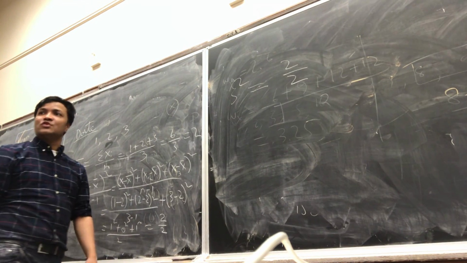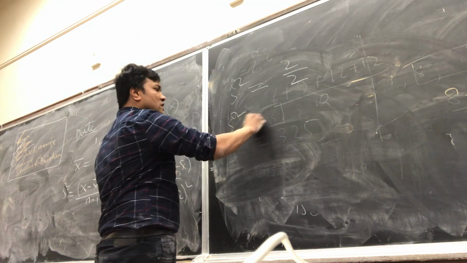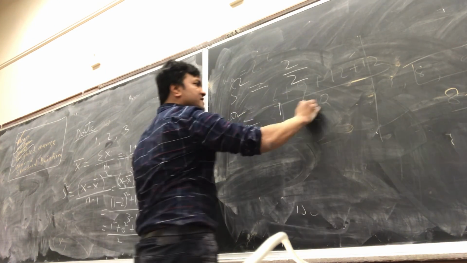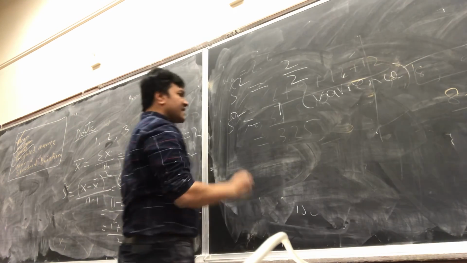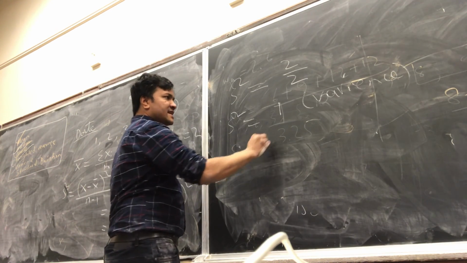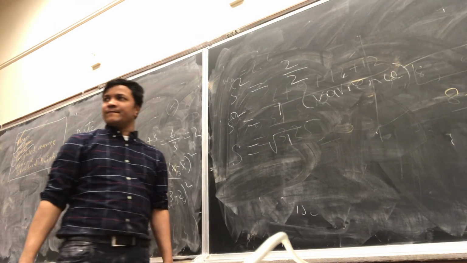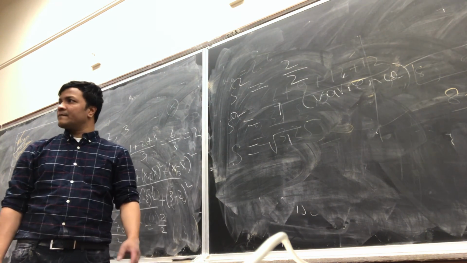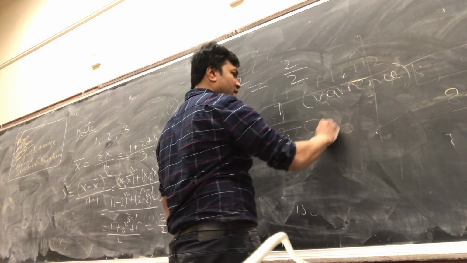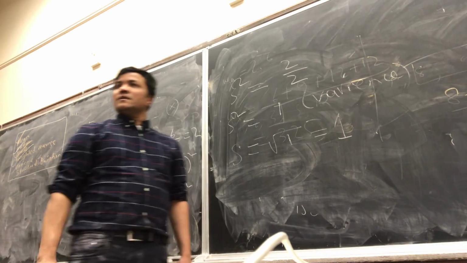S squared is 2 over 2. What is 2 over 2? 2 over 2 is 1. So this is your variance. What is your standard deviation? The standard deviation is the square root of the variance. What is the square root of 1? It's 1.